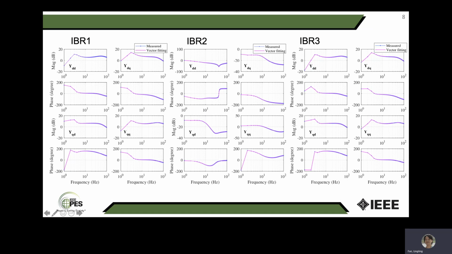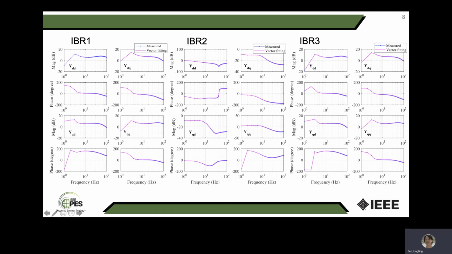That way, we can grab the three IBR DQ-domain admittances, YDD, YDQ, YQD, YQQ, for every IBR from 1 Hz to 100 Hz by doing these measurements. Once we have the frequency domain measurement, we also do vector fitting to convert the measurements to a transfer function, a 2x2 S-domain transfer function matrix.